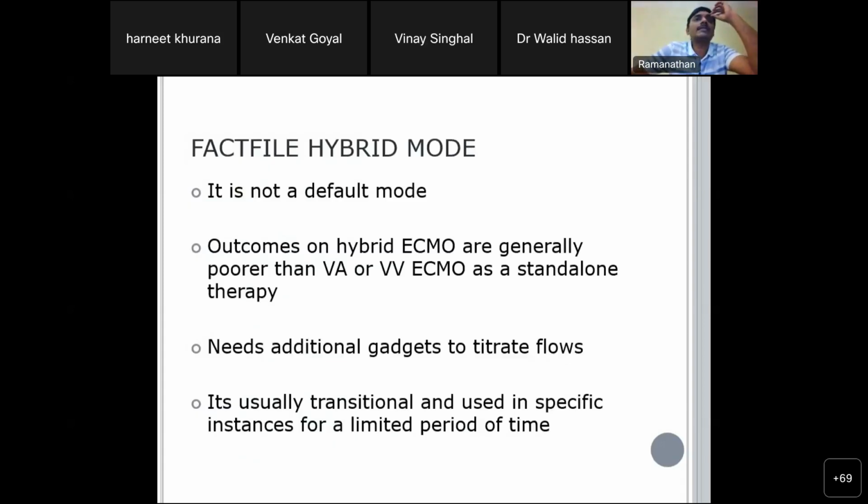To conclude, I'd just say that hybrid ECMO, even though it sounds very high funda and hi-fi, it's not a default mode. It's only a mode that you opt for when your primary mode or default mode is not working. Outcomes on hybrid ECMO are generally poorer than that of VA or VV as a standalone therapy. Clearly, when you have somebody on hybrid mode, you need additional gadgets, not just to titrate flows, but also to measure flows in each of the limbs. And as I said earlier, it's usually transitional, and it's used only in specific instances for a limited period of time.